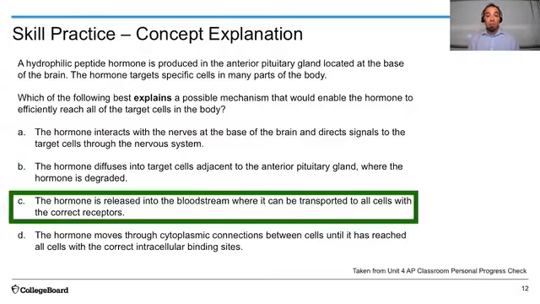Best answer is C. The hormone is released in the bloodstream where it can be transported to all cells with the correct receptors. If you got it, good job. Give yourself a gold star.